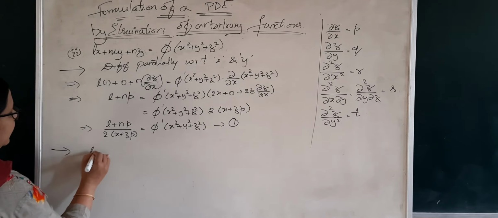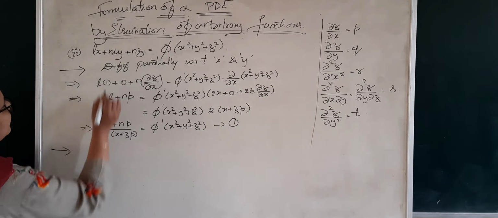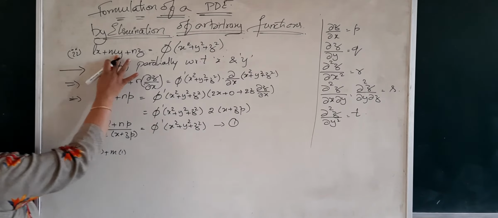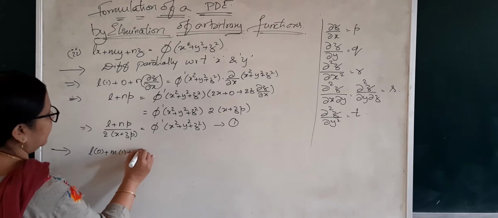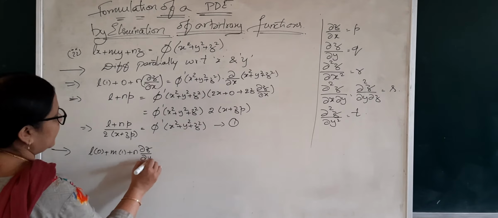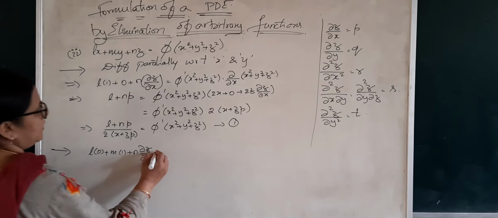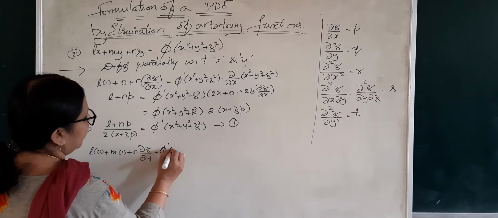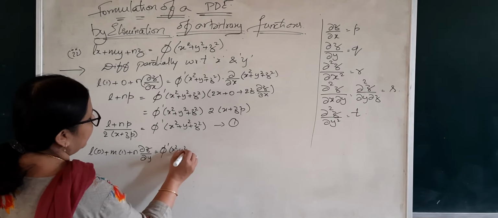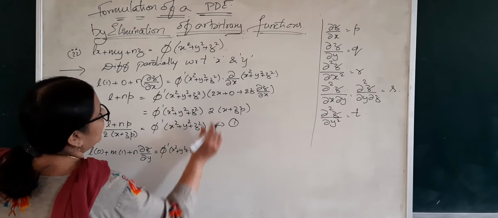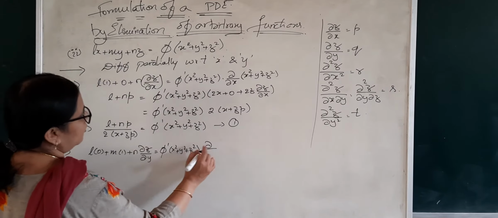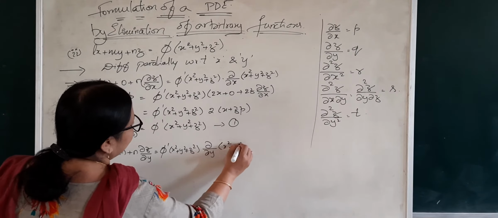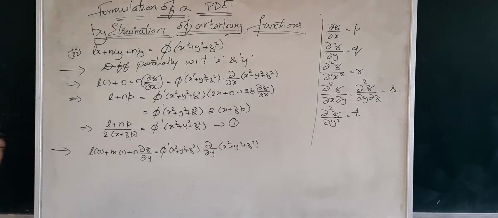So x is a constant, derivative of x will be 0 plus m as it is, derivative of y is 1 with respect to y, and for the z, derivative of z with respect to y partially is dou z by dou y is equal to the function part, that is this part is the same, that is phi dash of x square plus y square plus z square into, instead of dou by dou x, now we are doing with respect to y, so dou by dou y of internal part, that is x square plus y square plus z square. Understood?